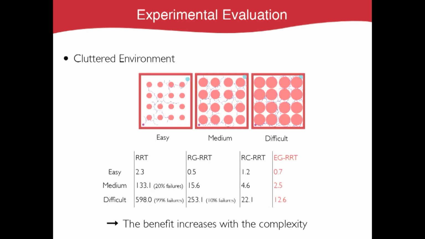And we tested on a first experiment, which is a clutter environment where we can tune the difficulty of the environment in function of the size of the obstacles. And the key point we have to retain here is that EG-RRT is more efficient than RRT, but also than all the other variants taken separately. But even more important, the benefit of the method increases with the complexity of the scene.